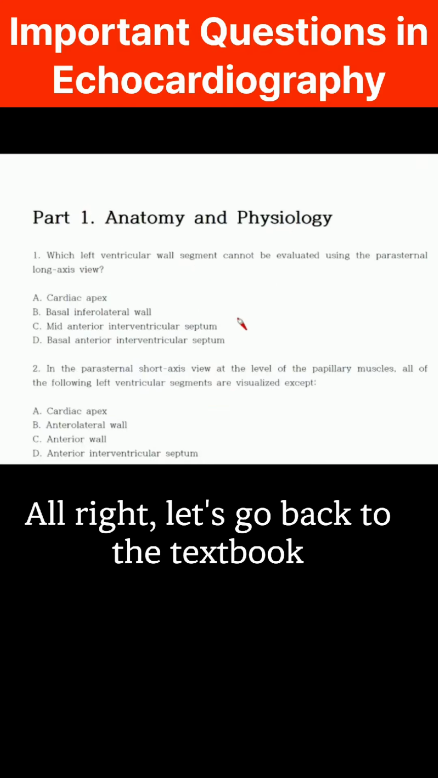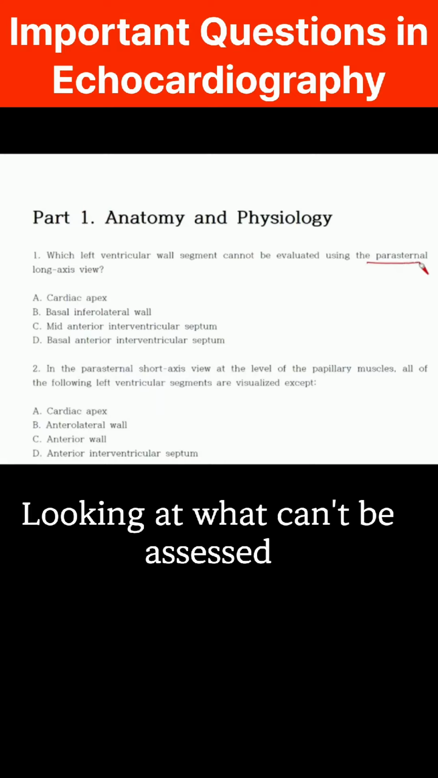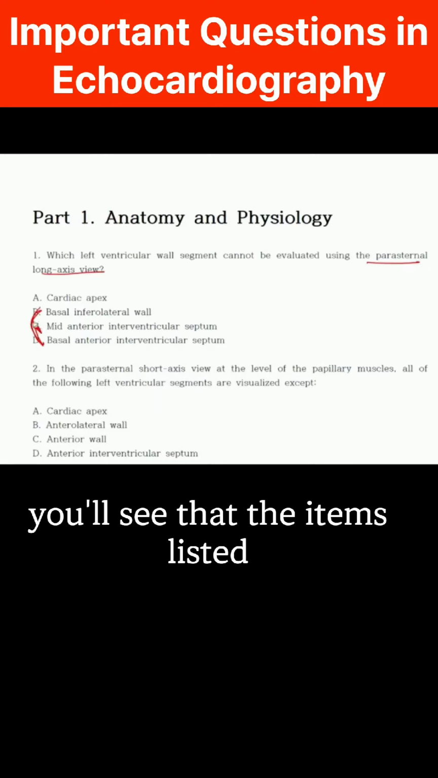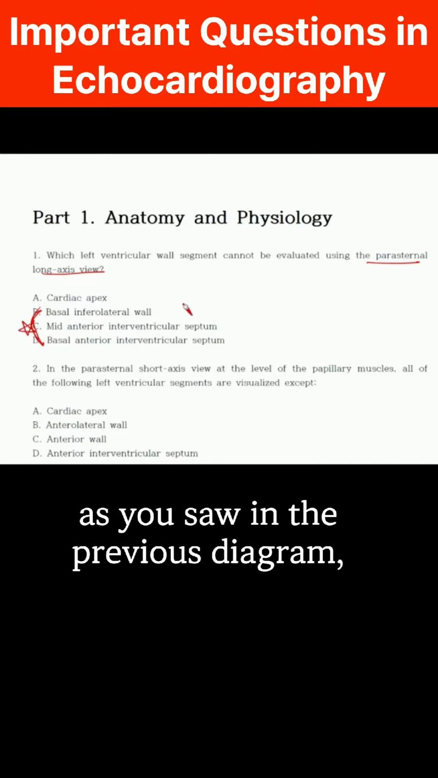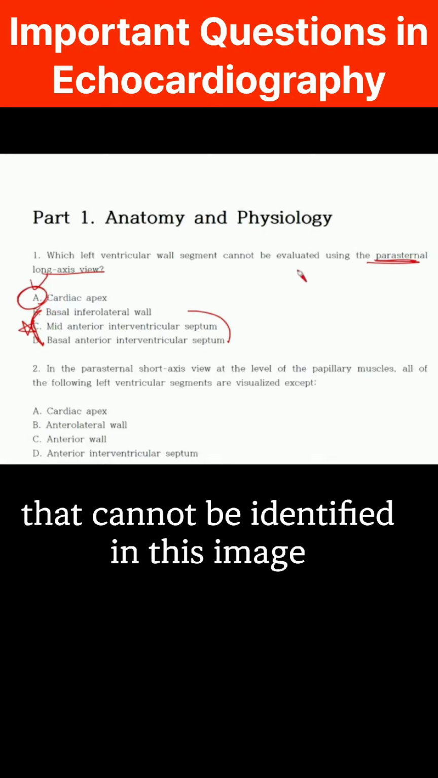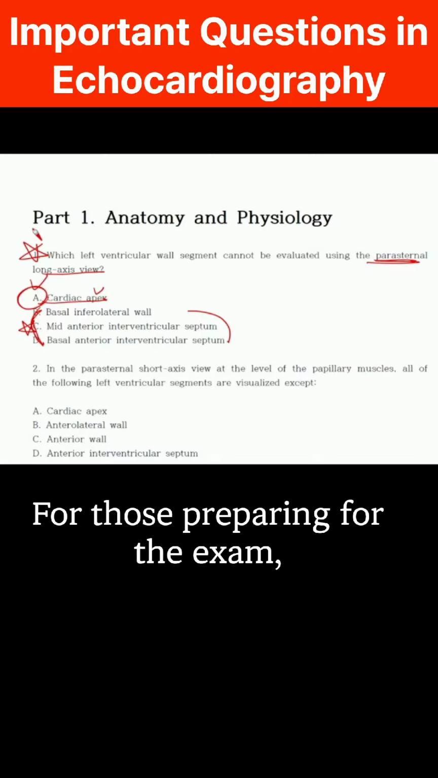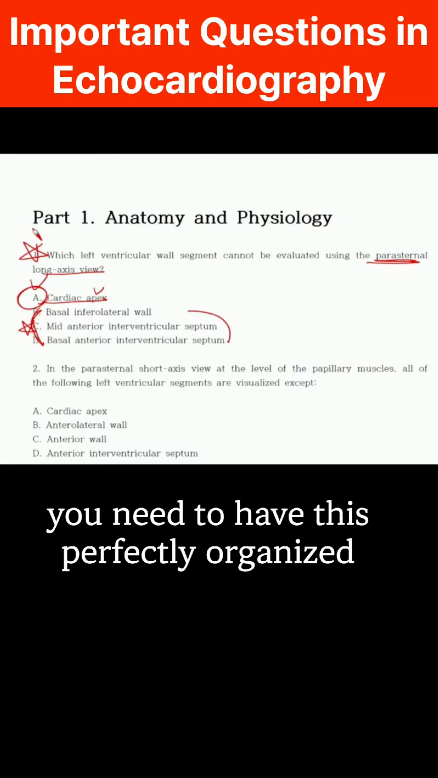Alright, let's go back to the textbook and look for the correct answer. Looking at what can't be assessed in this cross-sectional view, you'll see that the items listed here are the ones you can assess, as you saw in the previous diagram. The cardiac apex is a segment that cannot be identified in this image. This was a question with a very important pattern. For those preparing for the exam, I can say that you need to have this perfectly organized.